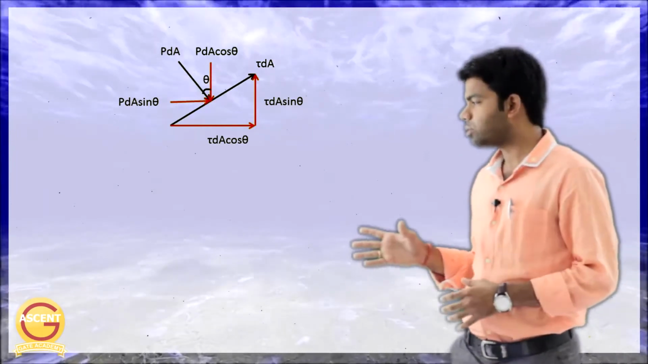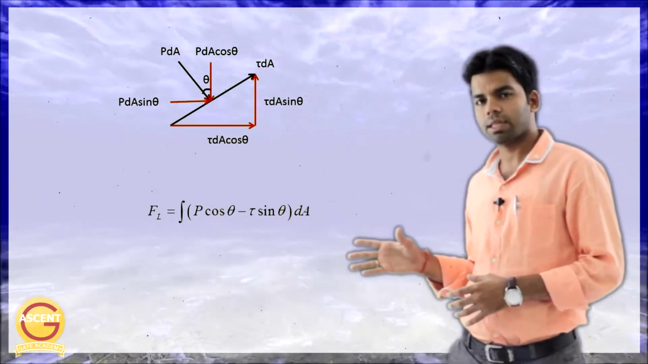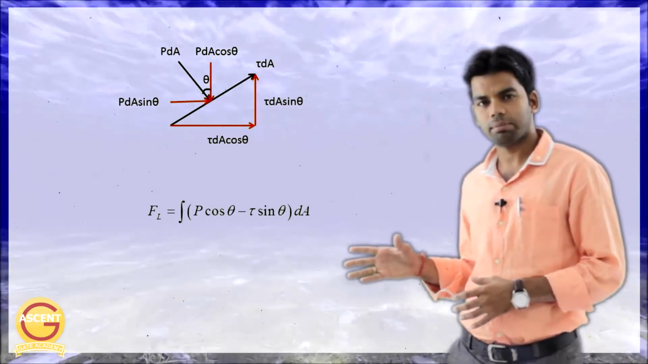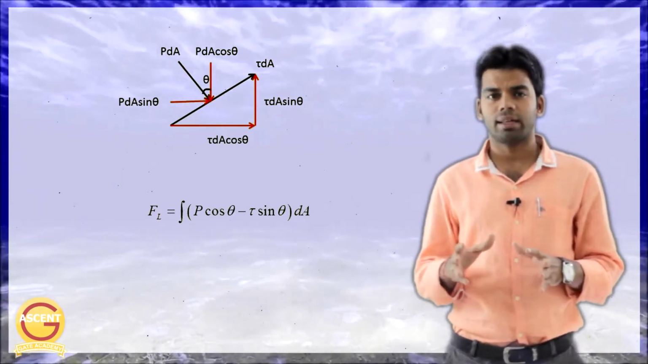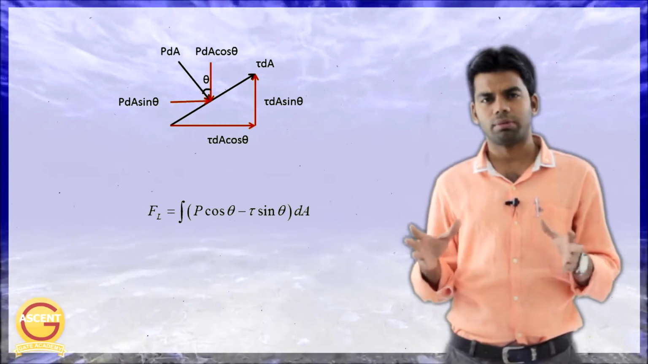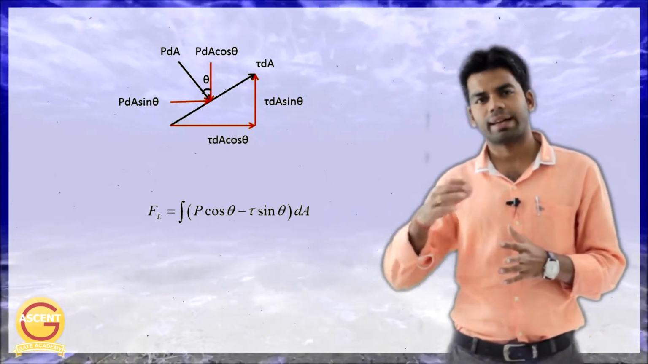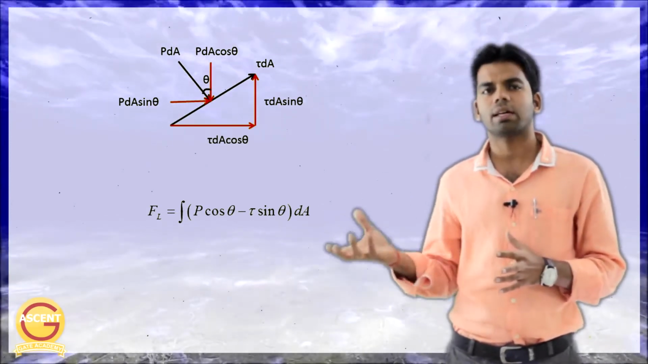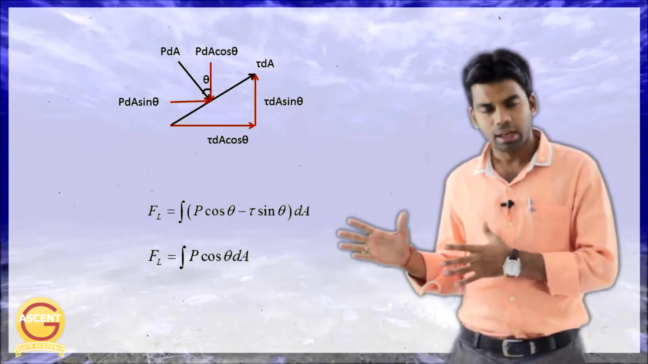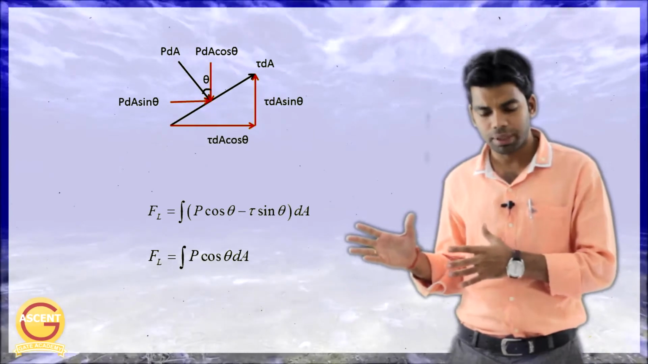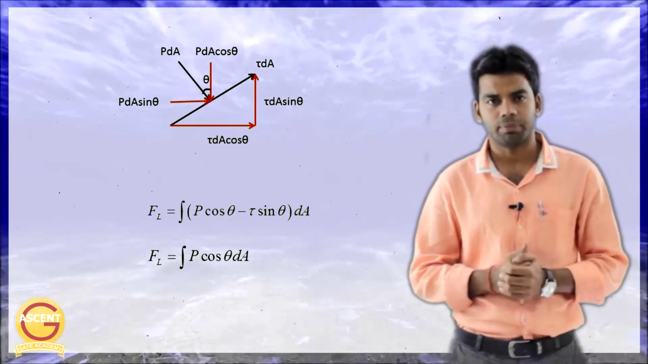Now coming to the lift force FL, which is equal to integration of P cos theta minus tau sin theta into dA. In this, tau sin theta has a very small value. As you can see, the shear stress is acting along the plane, so the vertical component will be almost equal to 0 and can be neglected. So FL is equal to integration of P dA into cos theta. This is the lift force.